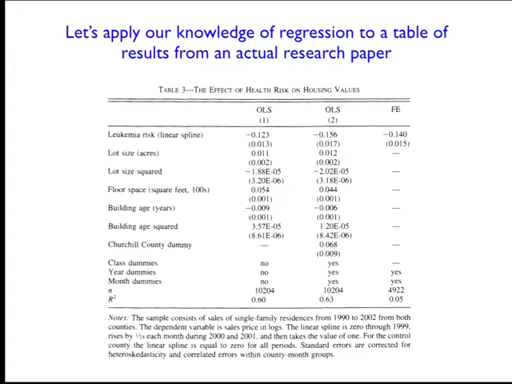So class dummies, I'm not quite sure. I assume it's probably something related to the type of house that it is. But certainly year dummies and month dummies are pretty straightforward. The year dummy is just going to put in a separate dummy variable for every single year that's in his data set. He's got, let's see, sample contained sales of single family residence from 1990 to 2002. So he has 13 years of data in his data set. So he's going to end up putting in 12 year dummies. And those are going to account for any time trends in sales prices that might exist in the data.